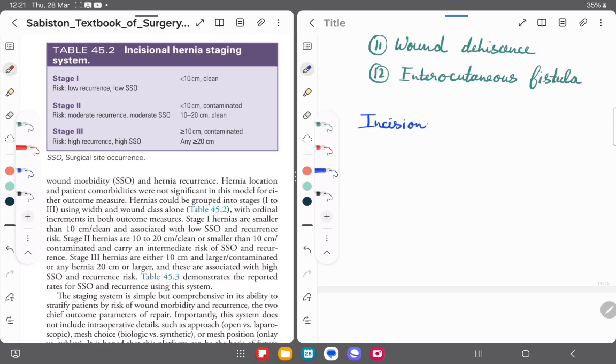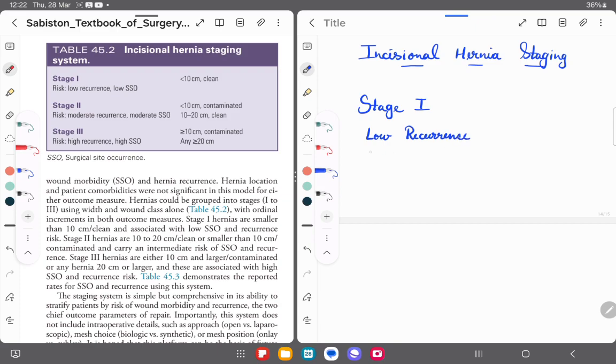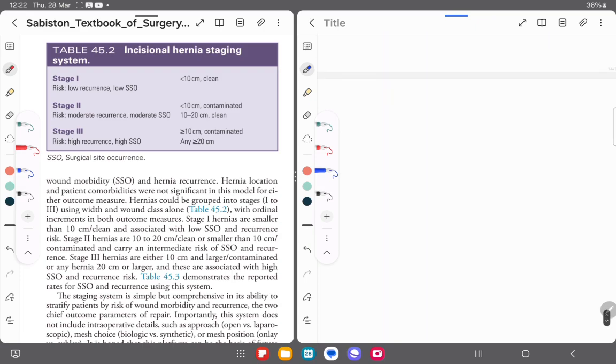Incisional hernia staging. Okay, let us see incisional hernia staging. So we have three stages. Stage 1. Stage 1 is low recurrence, low SSO risk. Low recurrence and low surgical site occurrence. And how will we say that this is a stage 1 hernia? If it is less than 10 centimeter and clean. So it is stage 1.